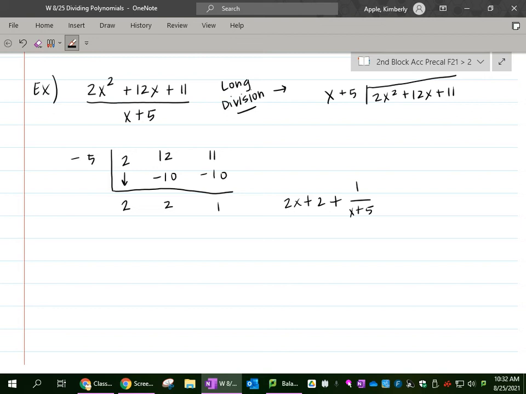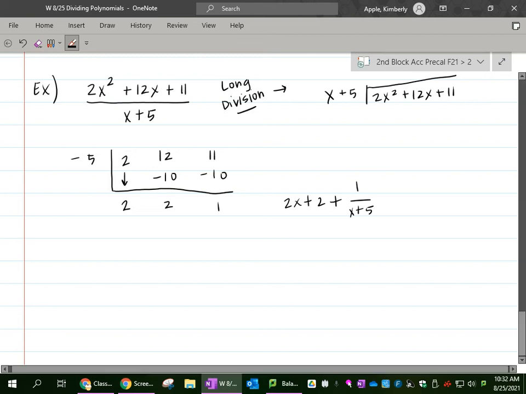And what I did here is, so notice I changed the sign of this. I put it right here. And I do an upside down fraction or a division sign. And I put all the coefficients here. So 2, 12, 11. I brought the 2 down, I didn't do anything to it.